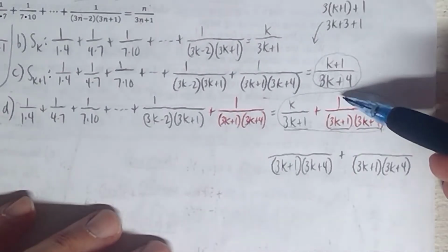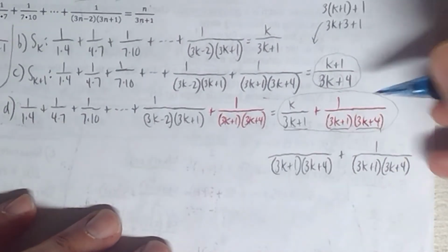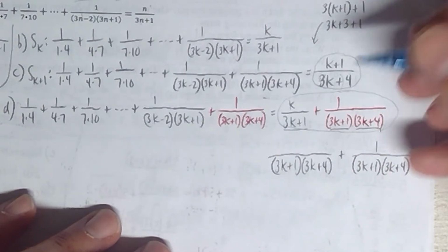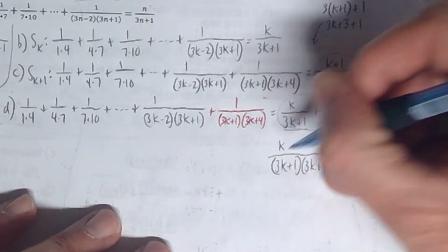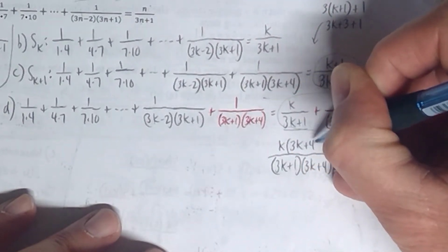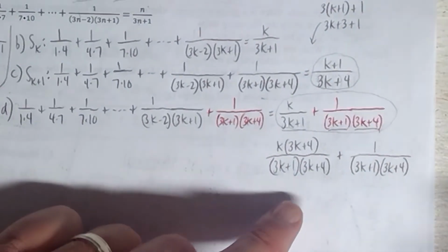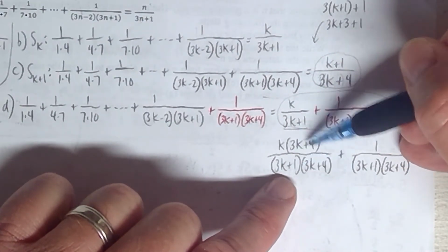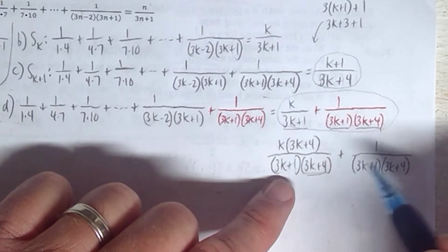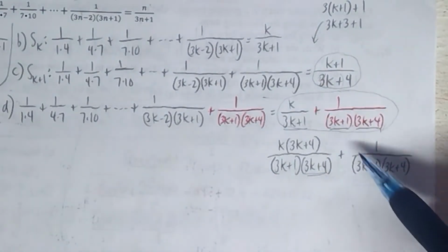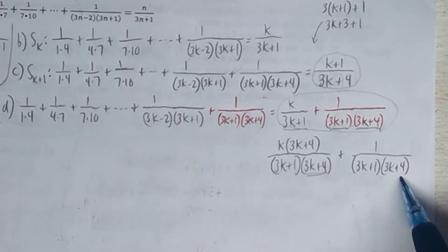So this one already has the denominator you want, so that fraction stays the same. Here, don't you have to multiply this one by 3k plus 4? The reason you do is because the 3k plus 1 is already down there. If I multiply that by 3k plus 4, it would then be equal to the denominator it needs to be equal to here. The denominators would then be the same.